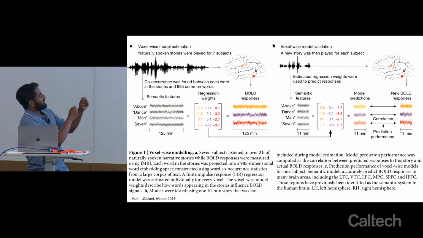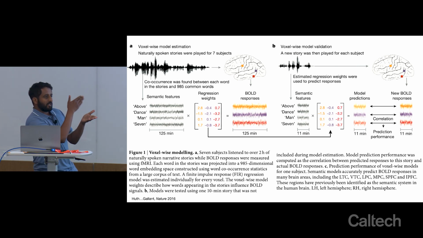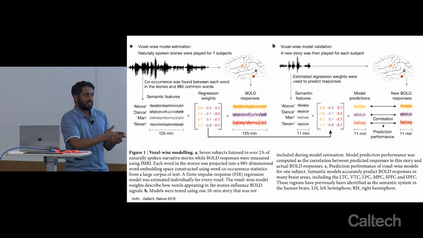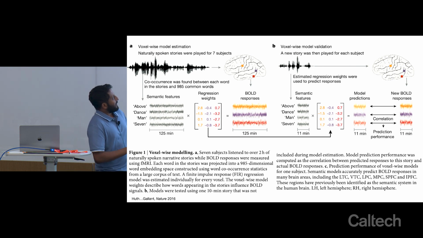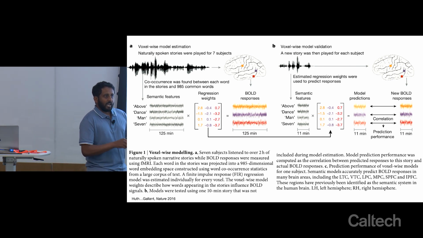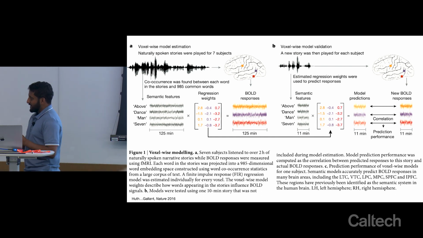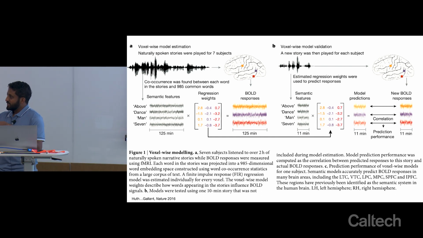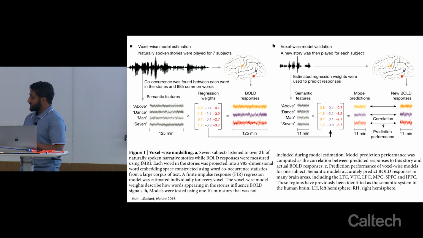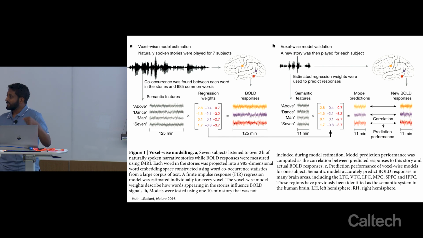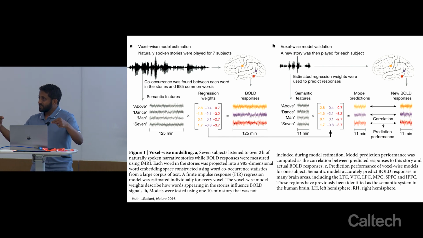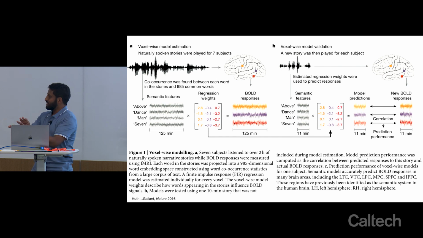But the key point is that now they have a word embedding, so at any point in time they have a representation of what word was being spoken right then. And of course, they simultaneously have the bold responses. They're going to do a very simple model on a voxel by voxel basis, taking the word embeddings and doing a linear mapping onto the voxels. If you have a 985-dimensional space, then for each voxel you're learning 985 numbers, weighting your input to predict the voxel's response.